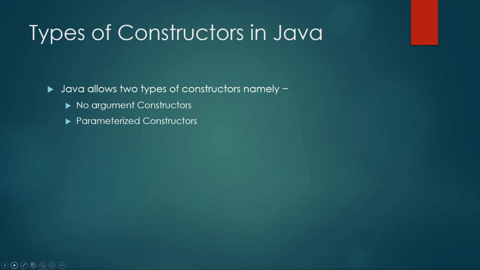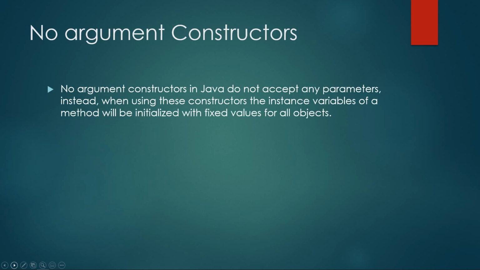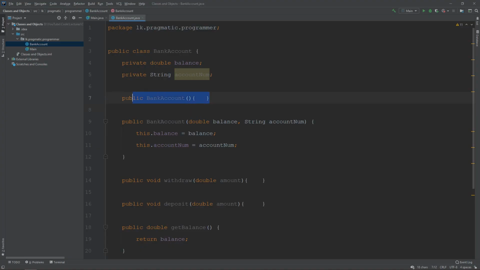Types of constructors in Java. Java allows two types of constructors, namely no argument constructors and parameterized constructors. No argument constructors in Java do not accept any parameters. Instead, when using these constructors, the instance variables will be initialized with fixed values for all objects. So no argument constructors are also known as default constructors. That's what I showed you over here. In IntelliJ, this is a no argument constructor.